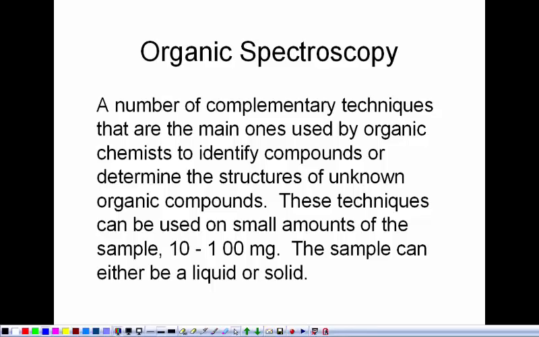What we have are what are called complementary techniques, meaning that each technique gives one piece of the puzzle that we can then put together to get the structure. And the nice thing is that for some of these techniques, you can get away with 10 to 100 milligrams. If you're using something like mass spectrometry, which is used for drug testing, you're looking for sometimes nanograms of material, and even less. So we can get structures of very small amounts of material.